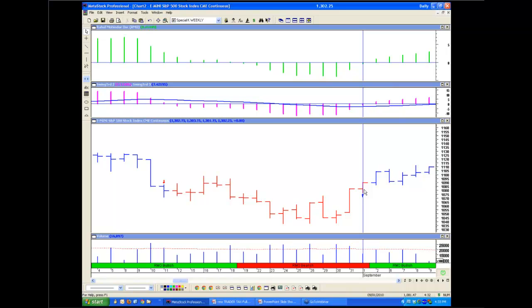But we take a look at that and we're in a bearish zone, so we're not allowed to buy. We're in a bearish zone for RMO and we're in a bearish zone short term, which is why my chart's actually red and not blue today, so I'm not allowed to buy. So what do we do? We're allowed to wait.